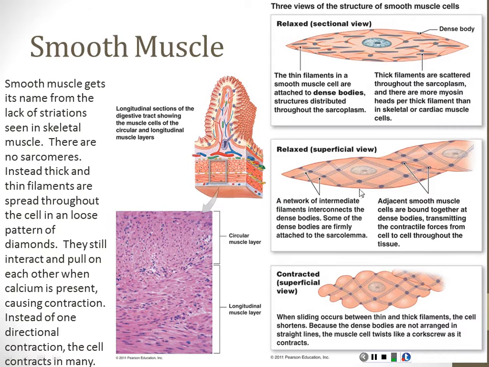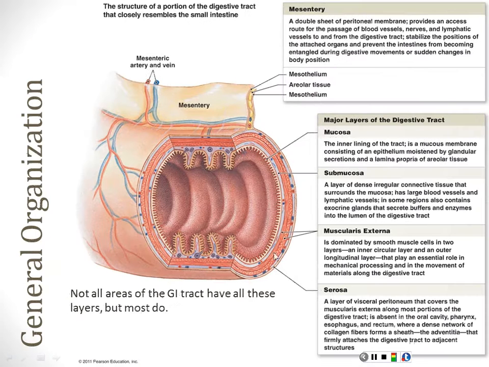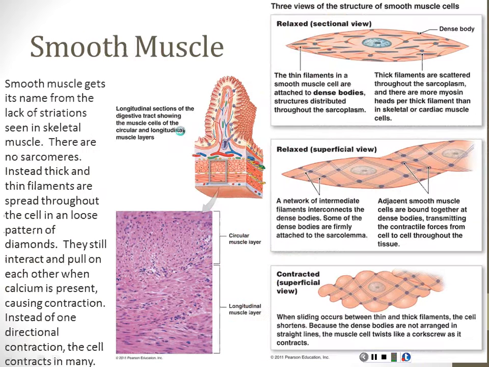So we get this is relaxed and this is contracted. And the thing to note is instead of just shortening in one direction, it shortens in all of its directions at once, which makes smooth muscle ideal for the complex three-dimensional shape of the digestive tract, right? You know, this thing, it's round, right? It's a tube. Well, how do you contract around a tube? Well, you need to contract in more than one direction at a time, and that's what smooth muscle does.